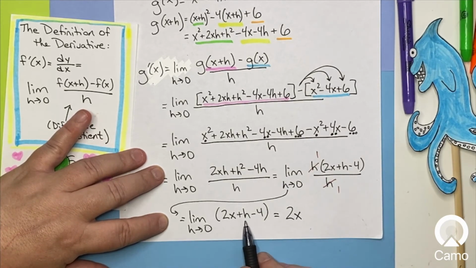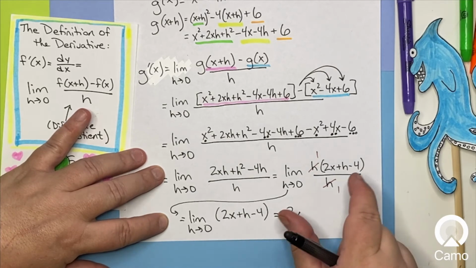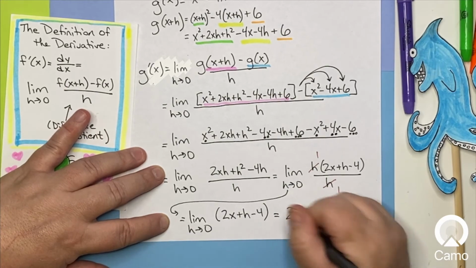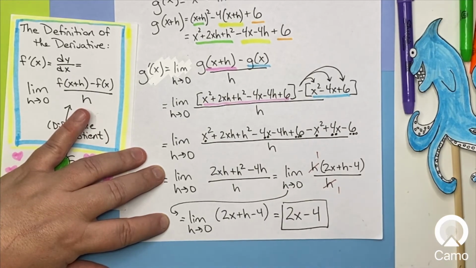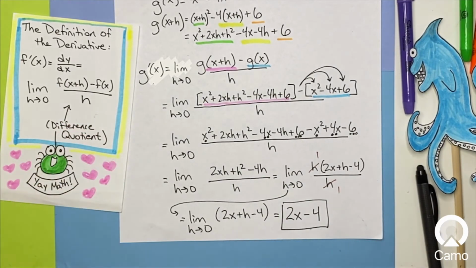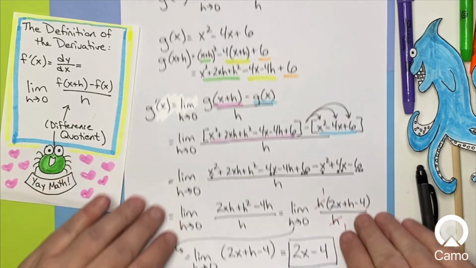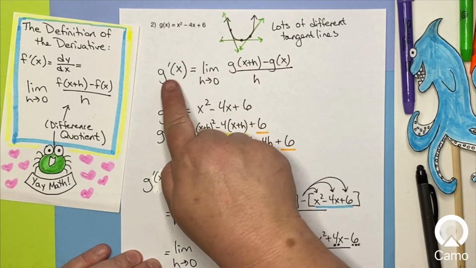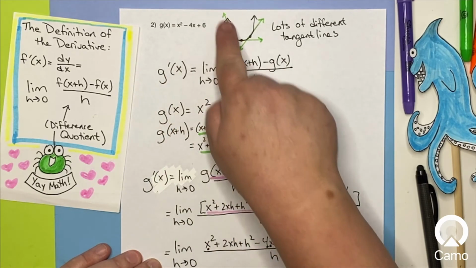What happens to the h, though? The h, I'm shrinking. Oh, no. Bam. So what does that mean? Well, it means, back up here in the picture, the derivative gives you the slope of a tangent line.